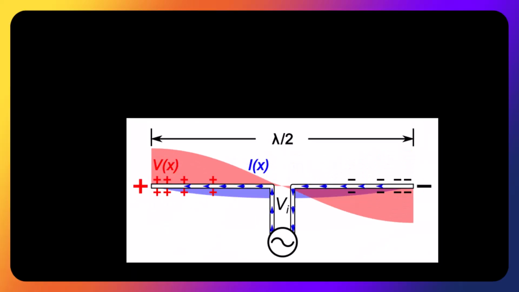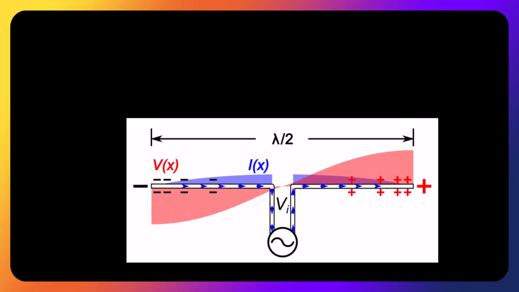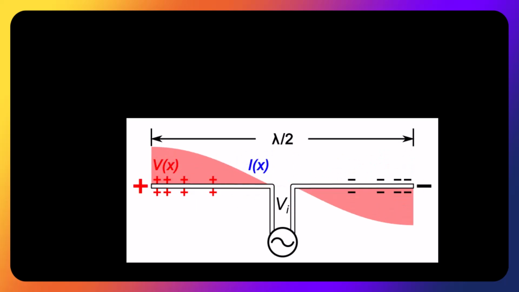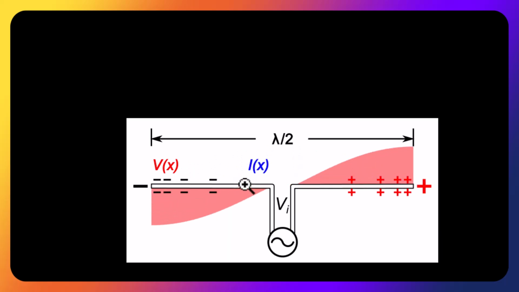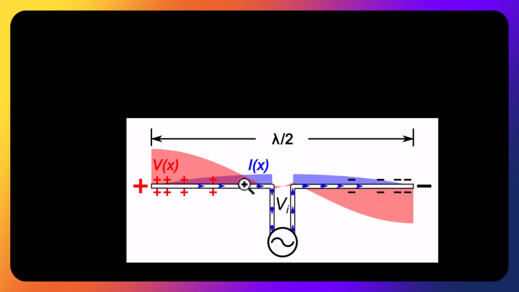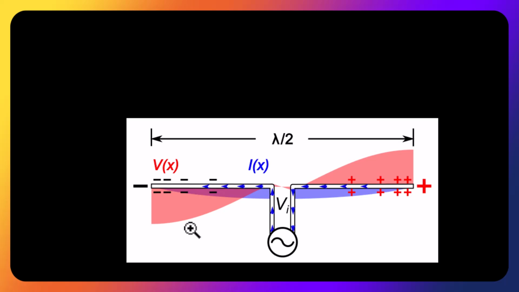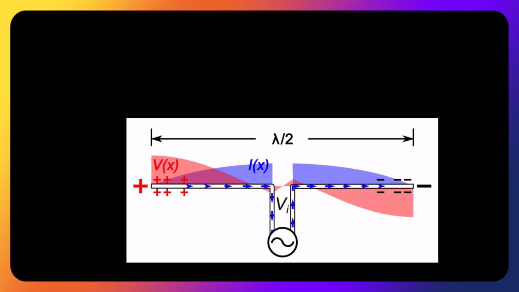Okay, here I'm showing the standing wave on a dipole antenna, the red being the voltage and the blue being current, and that shows the radiation patterns.